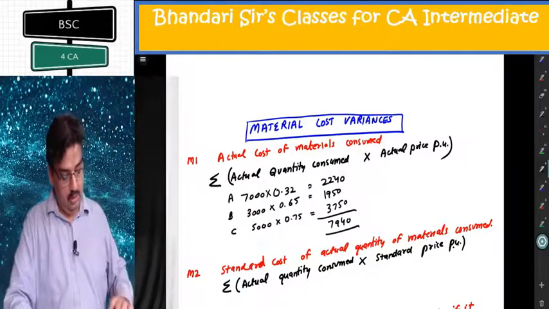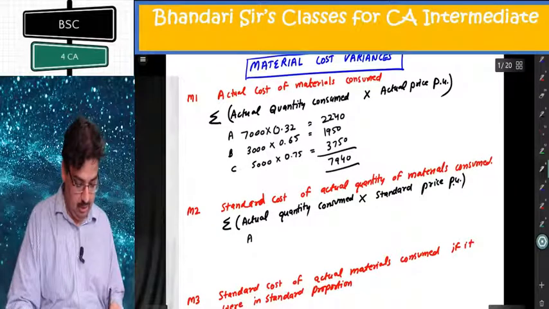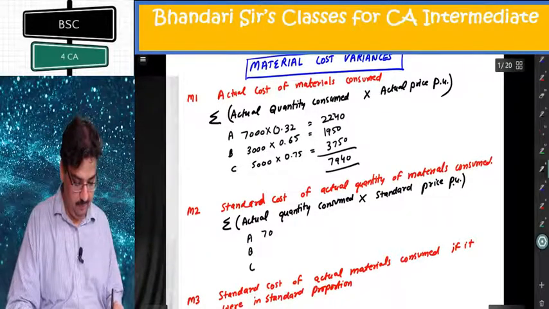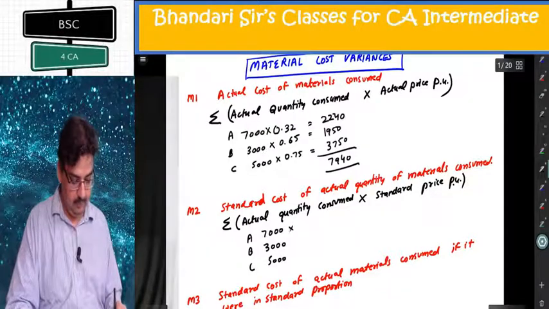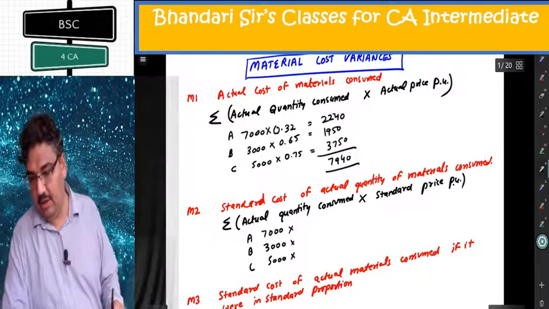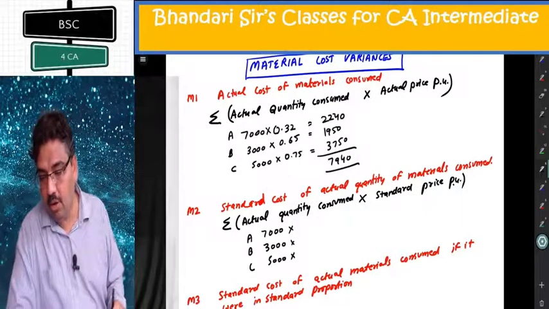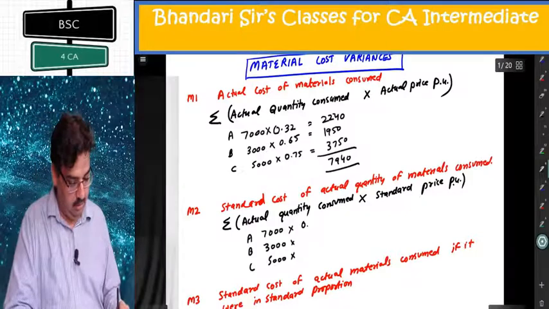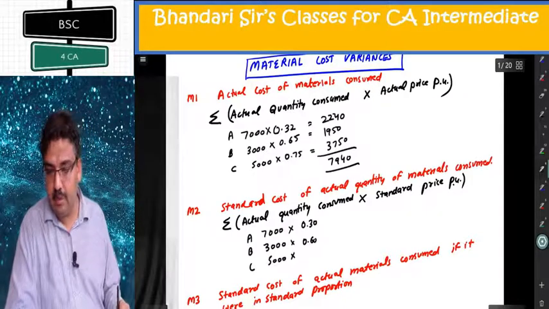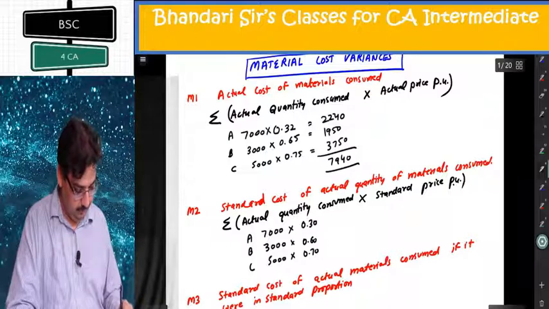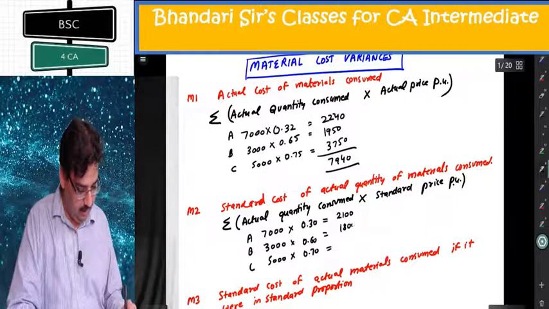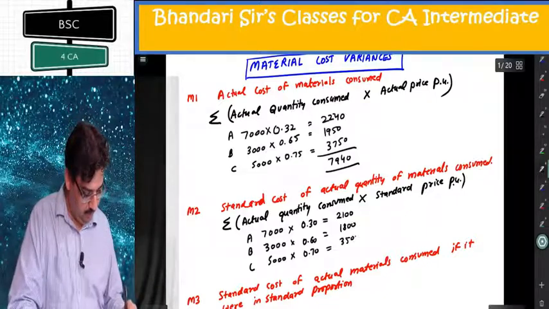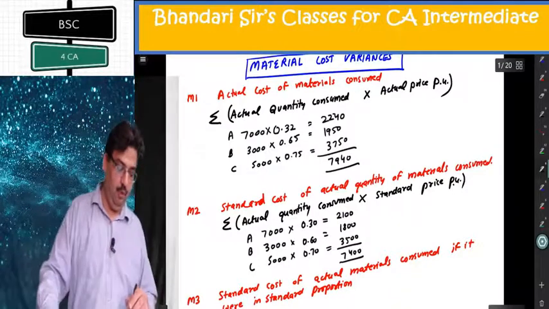7940. In M2, rates will change. Rates will be standard. Everything else is same. 7,000, 3,000, 5,000 multiplied by standard rates. Standard rates given on the top: 0.30, 0.60 and 0.70. 2100, 1800, 3500. I hope you are getting 7400.